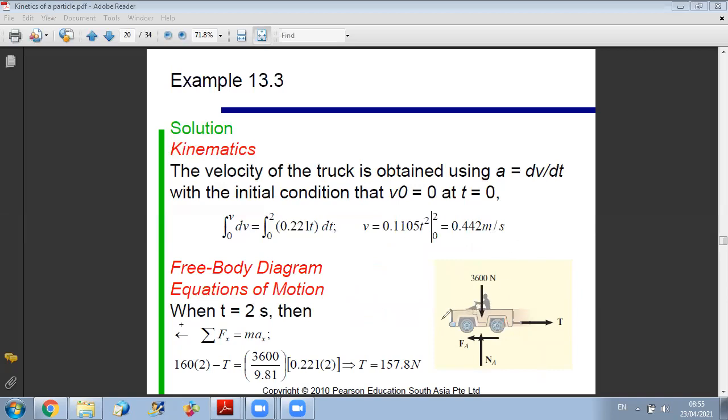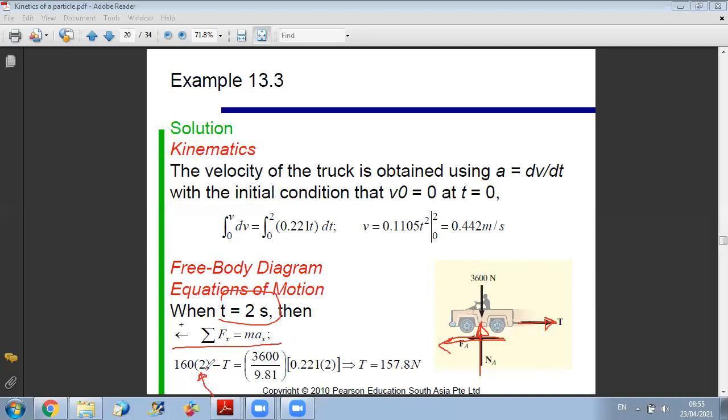So if I draw the free body diagram on A, I have the friction force acting on A, I have the normal reaction, and I have the coupling force that is resisting motion of A, and the weight, of course. Now, all I have to do is to write my equation along x. Along x, I have the frictional force at 2 seconds, and they are asking for the coupling force at 2 seconds.